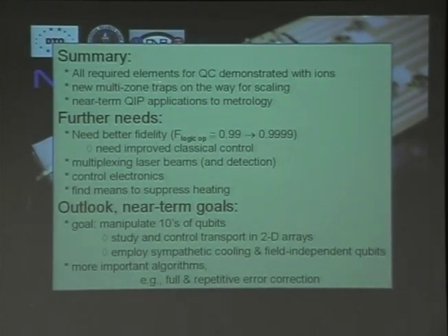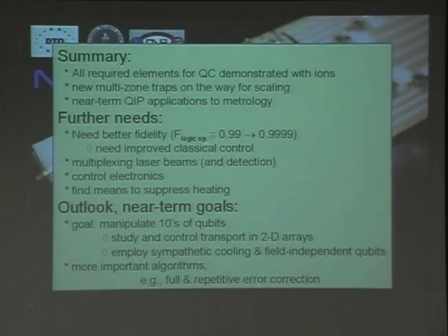So let me summarize and just say a few concluding remarks. I've tried to say how we've done some of the basic operations, at least the required elements to realize a quantum computer. And I've tried to indicate where we're heading next. We're trying to make these multi-zone traps with the idea of scaling up to larger numbers. And I've given an indication of how we can apply some of the simple ideas to metrology, in our case, atomic clocks. Of course, the real message is we need to do everything a lot better.